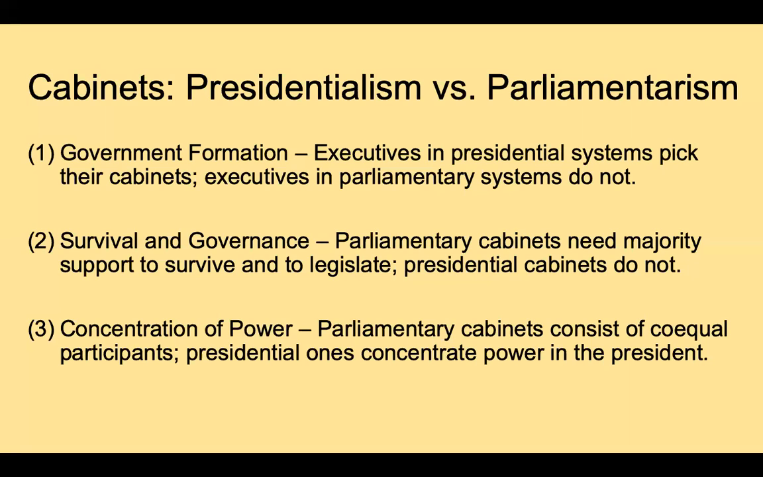Now, in a presidential system, by contrast, the president does not have to rule with the co-equal participation of his or her ministers. They only are there to advise and consent. They don't have a veto. The president is the one in whose hands power is concentrated. And so in this regard, presidents have much more power concentrated in their hands than do prime ministers in parliamentary systems. These three dimensions, government formation, survival and governance, and concentration of power, help us to isolate the key differences between these different types of systems.